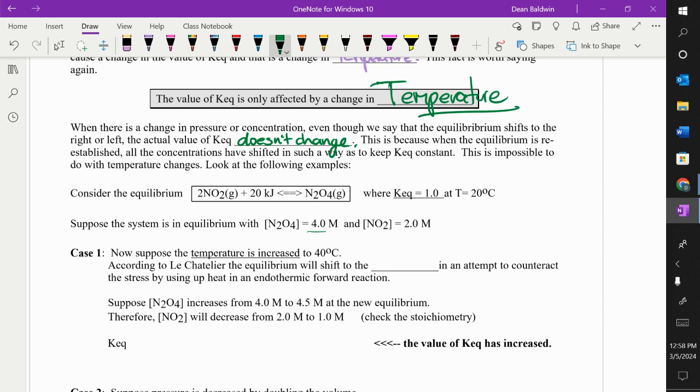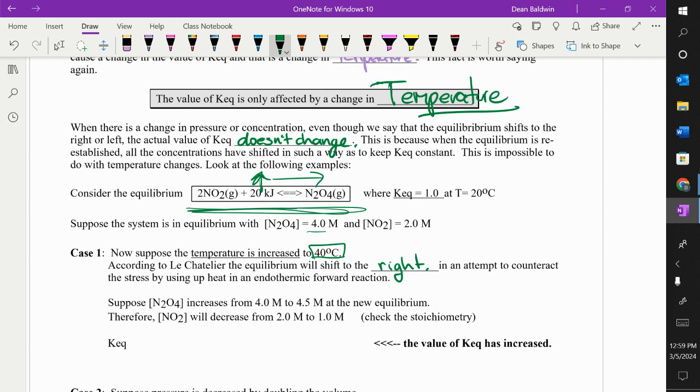If we increase the temperature to 40 degrees, okay, what's going to happen to the equilibrium here in this reaction? It'll shift right? We jack up the temperature, so the equilibrium shifts right. So the N2O4 will increase, and it increases to 4.5 molar, it's shifting right, which means the NO2 decreases, and it goes from 2 to 1.